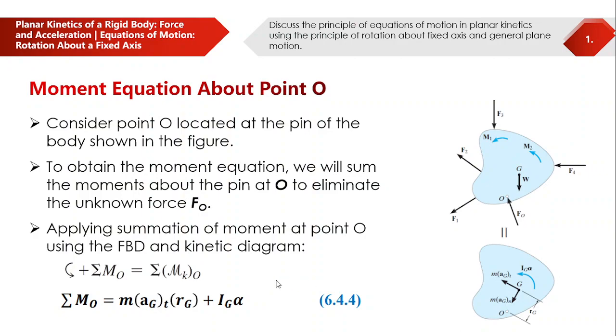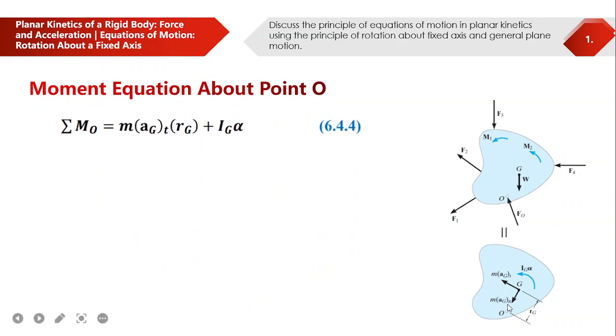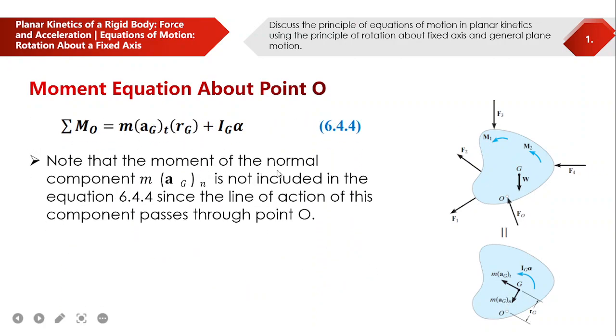But as you can observe here, sa normal component, note that the moment of the normal component m times a sub g sub n is not included in equation 6.4.4. Why? Because the line of action of this component passes through point O. Di ba? Wala siyang, kumbaga, yung line of action niya is nag-pass sa point O. Therefore, wala siyang moment doon. So, wala siyang na-contribute ng moment when we are summing all of the moments at point O, di ba? So, the kinetic moment, as we call it.